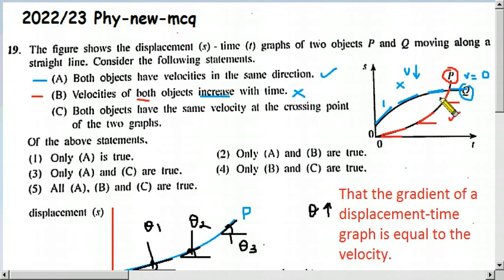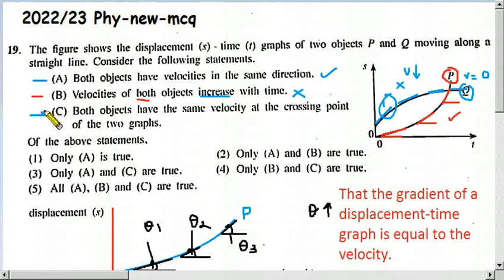Positive means same direction, and also the magnitude increases along this one, but decreases along this one. So therefore, for statement B, the magnitude is not increasing for both the graphs, and both objects have velocities in the same direction is correct. So the statement B is wrong, because velocities of both objects increase with time, but here it decreases, therefore it is wrong, but the direction is the same, therefore A is correct.